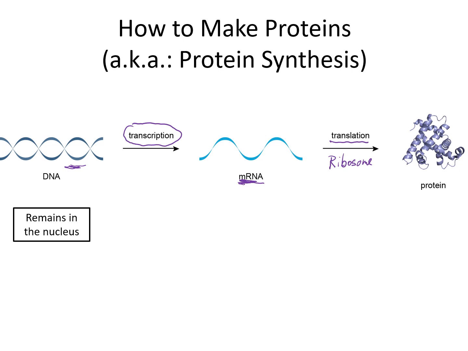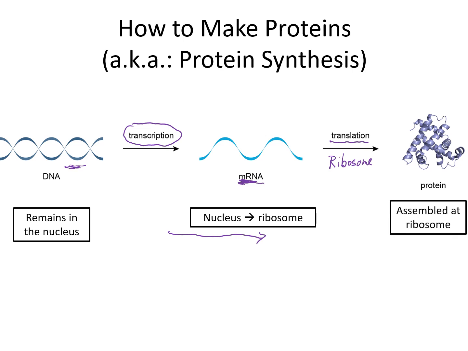So where does this all occur? The DNA remains in the nucleus, and then the mRNA is made in the nucleus, and then the mRNA leaves the nucleus, and it then goes to the ribosome, and that's where the ribosome assembles the protein.